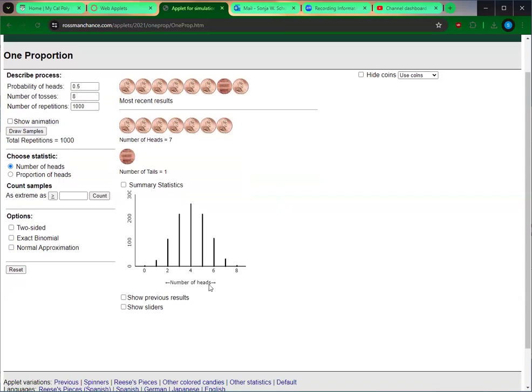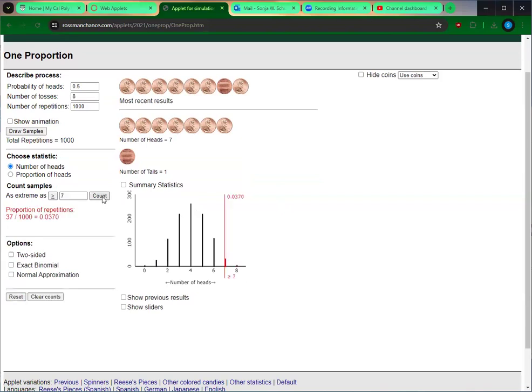And here we go now. We've got the number of heads. And if you look at this, if you add it up and you could see the individual dots, there would be 1,000 dots in here. We're curious how extreme to get 7 would be. So let's count 7 or more, so as extreme or more extreme than 7. And that happened 0.0370. So quite a bit lower than what we had when we did it just for 48.